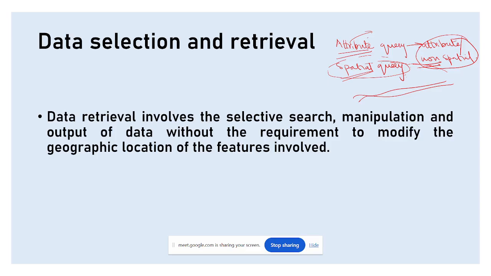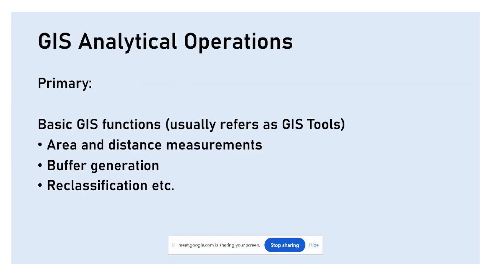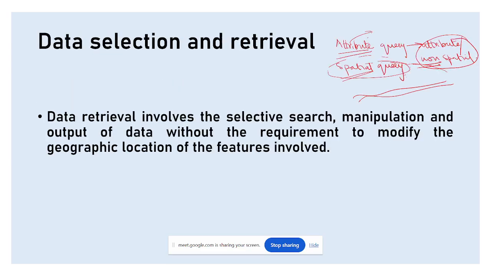So in case of data selection and retrieval, that is the first one, okay? So here we have data selection or query or retrieval. In case of data selection and retrieval, data retrieval involves the selective search, manipulation and output of data without the requirement to modify the geographic location of the features involved.